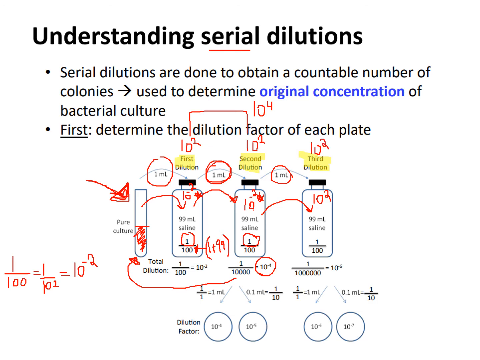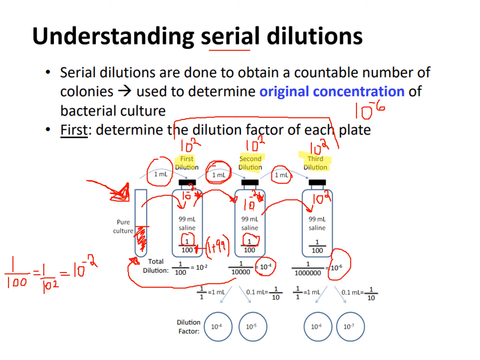Well, if the first time I diluted it 10 to the 2, second time 10 to the 2, that's 10 to the 4, third time another 10 to the 2, that means that I diluted my original sample... Let me grab my eraser. Let me remove this so I don't confuse you. Grab my pen one more time. So that means you've diluted it a total of what, you guys? 2 plus 2 plus 2. That's 10 to the 6, or 10 to the negative 6.